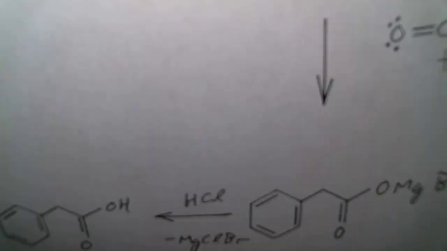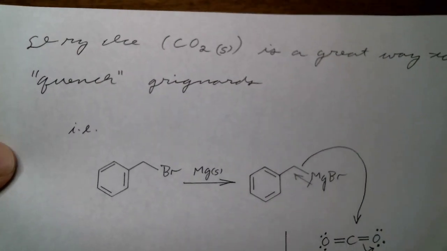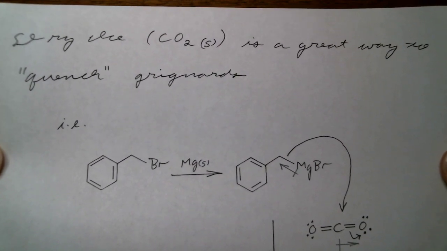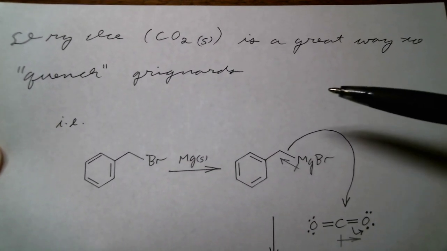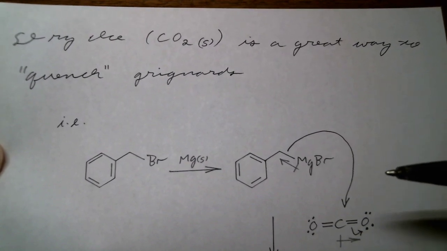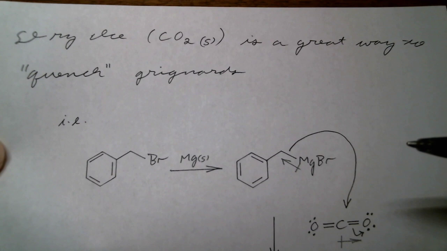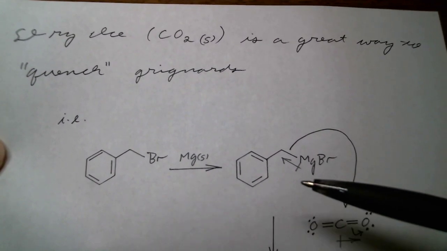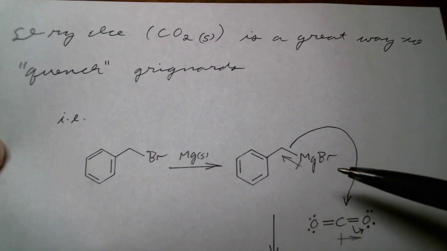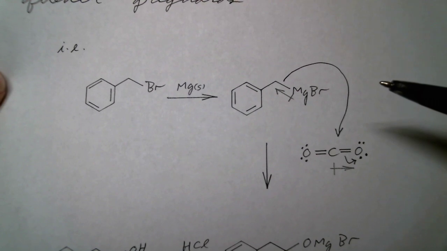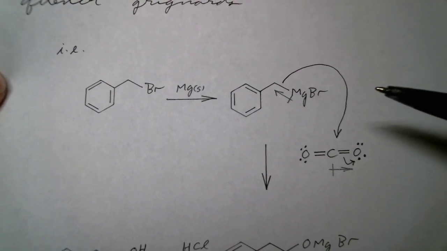So, last page of notes, and we'll call it quits on this video. Dry ice. Solid carbon dioxide is a great way to quench Grignards, that is, to destroy their reactivity, without catching yourself or other people on fire. So let's say we took benzyl bromide, we added some magnesium, we made benzyl magnesium bromide Grignard, but we made too much of it. We couldn't react it with whatever it is we wanted to use it for.